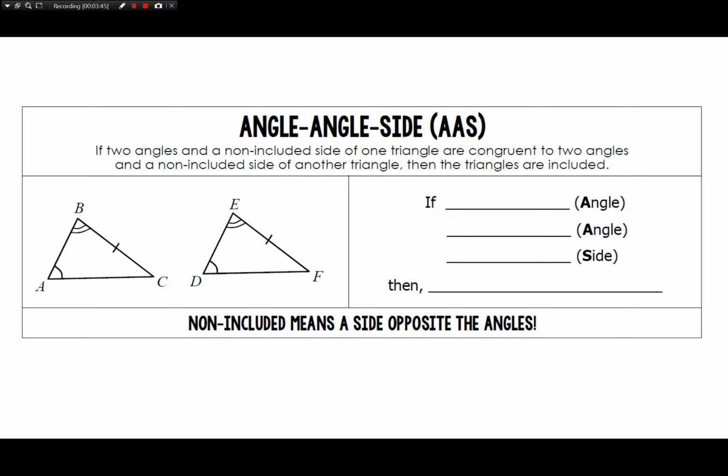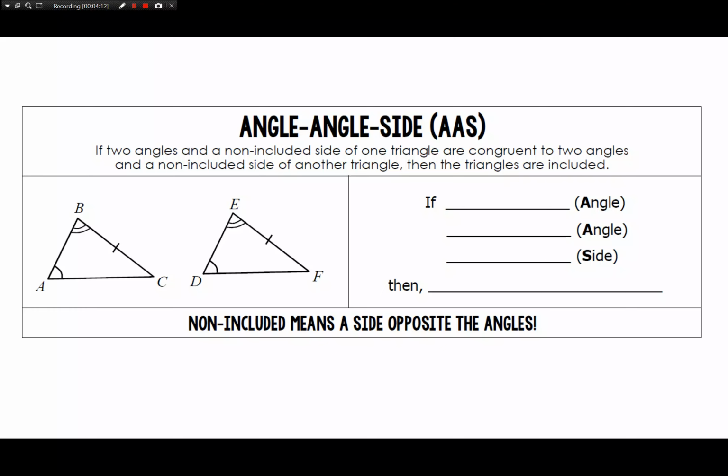Now let's look at the next theorem, which is the angle-angle-side theorem, also known as AAS. If two angles and a non-included side of a triangle are congruent to two angles and a non-included side of another triangle, then the triangles are congruent. Again, that should say non-included, not included.